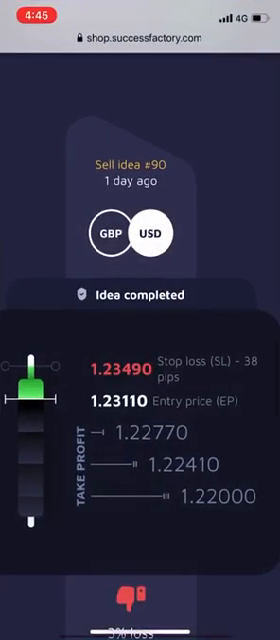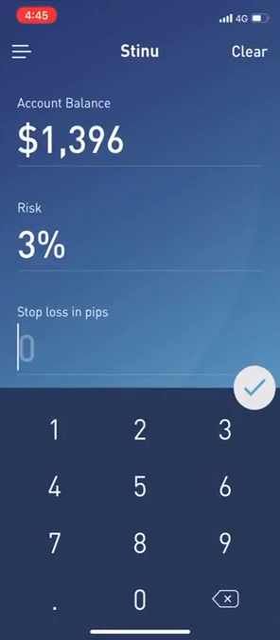Now remember stop loss in pips. If I go back to the idea, I asked you to remember that number next to the stop loss. The red number is 38 pips. So I'm going back there and I'm going to put here 38. Okay, so we've got the account balance, we've got the risk, which is 3%. You can use 2%, you can use 1%. They recommend, especially when you first start off, not any higher than 3%, and I am just following instructions. So we're going to tick there.